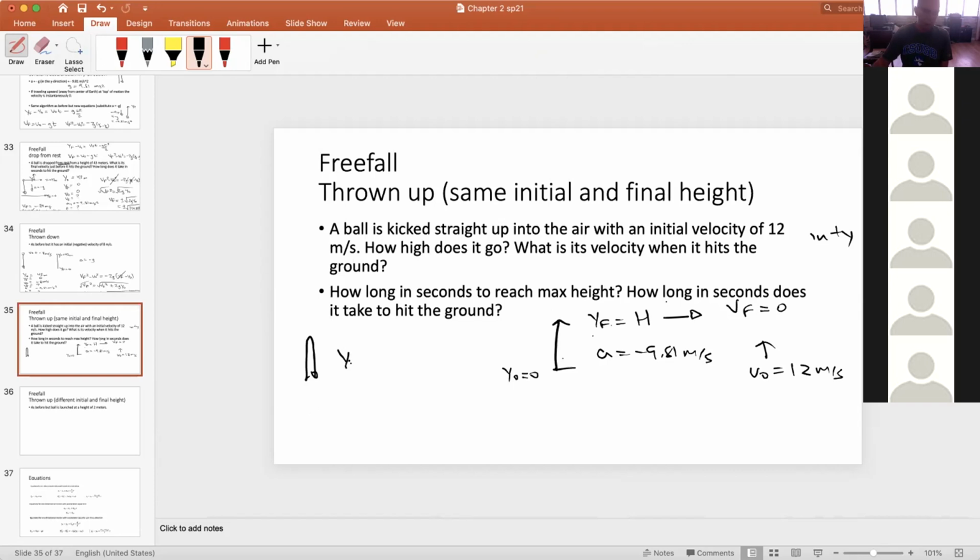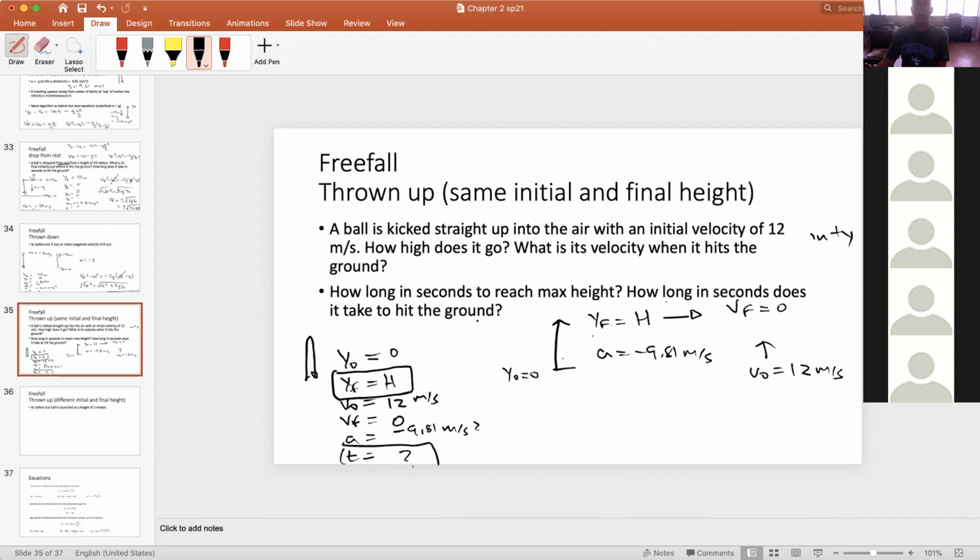We do the same thing, y initial, y final. I'm telling you, you're going to get so annoyed with writing these, but it's the best way to make sure you don't make a mistake. So our y initial is 0, our y final is h, but we don't know it, we want it. We're going to find that right now. Our v initial was 12, positive. Our v final is 0 at max height. Our acceleration is negative 9.81, and our time is unknown. We're going to come back to the time too.